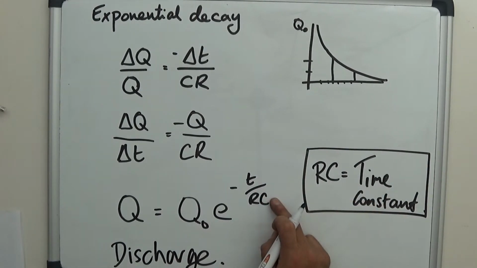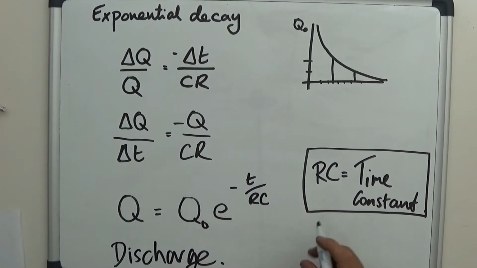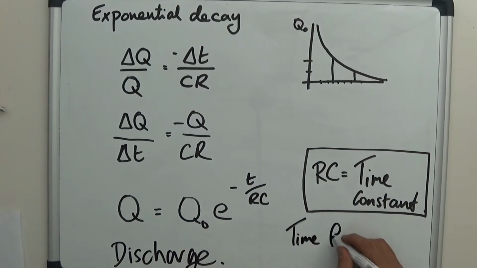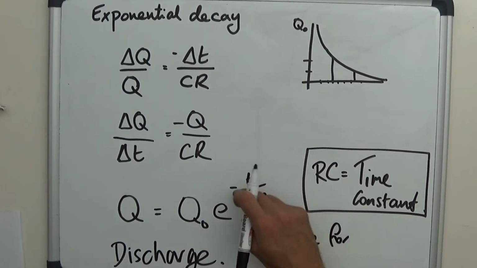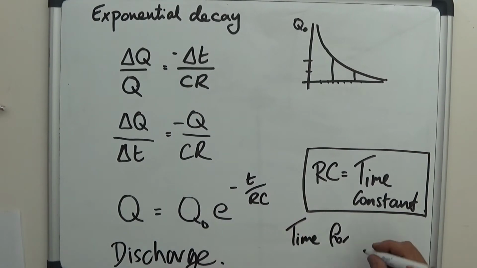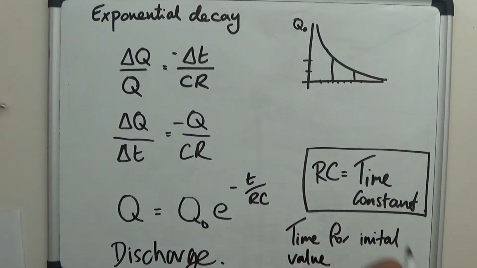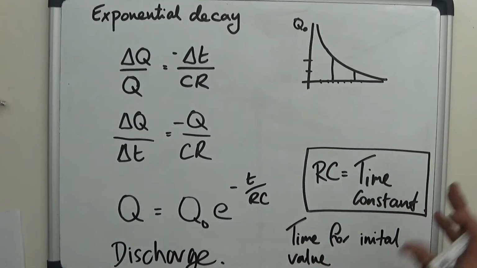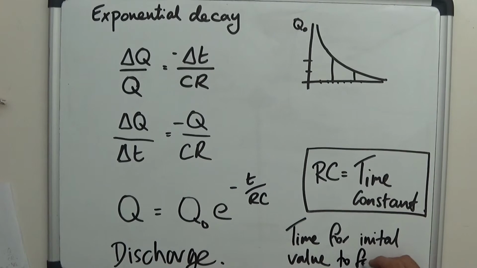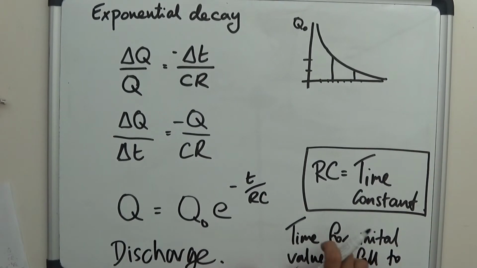Okay, RC is the time constant, and if you put in your calculator when the time is equal to the time constant, e to the minus 1 is 0.37. So basically, if you put e to the minus 1 into your calculator, it comes to 0.37. So it's the time for the initial value, and it could be charge, it could be current, it could be potential difference, it doesn't matter, to fall to 37% of the original.